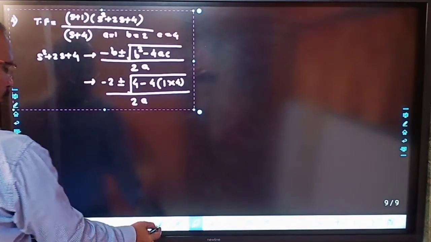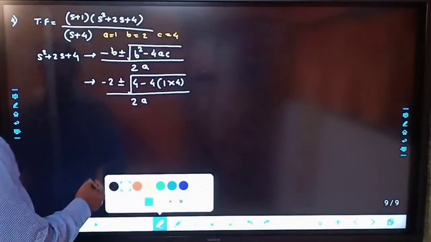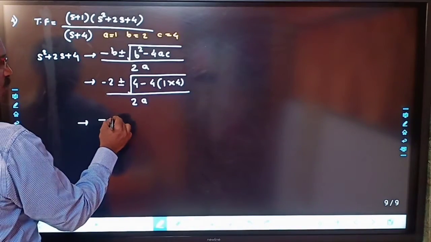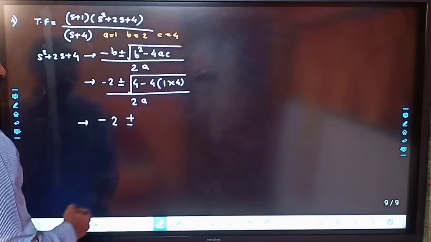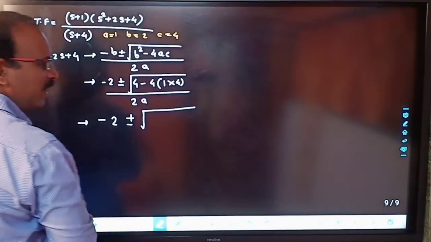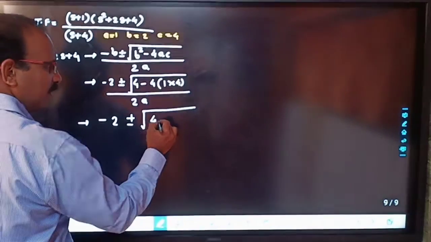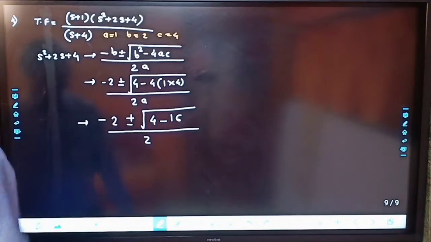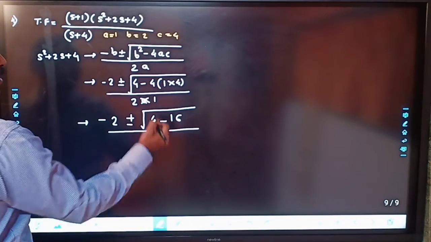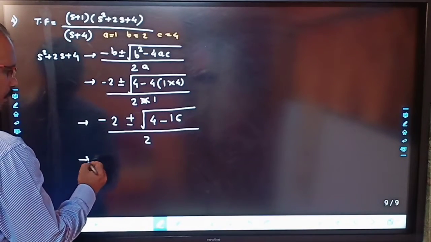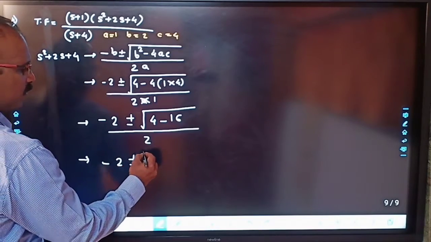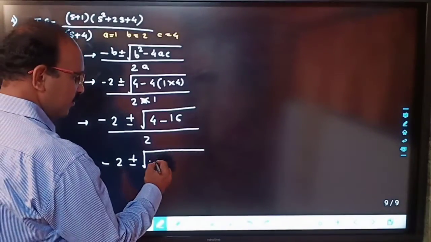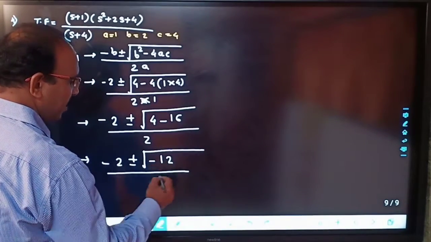So here I continue this. This will be minus 2 plus minus, what will be this? This will be negative 4 minus 16, divided by 2. This is 2 into a, which is 1. So this will be minus 2 plus minus, and inside will be 12. Correct? This is minus 12 divided by 2.